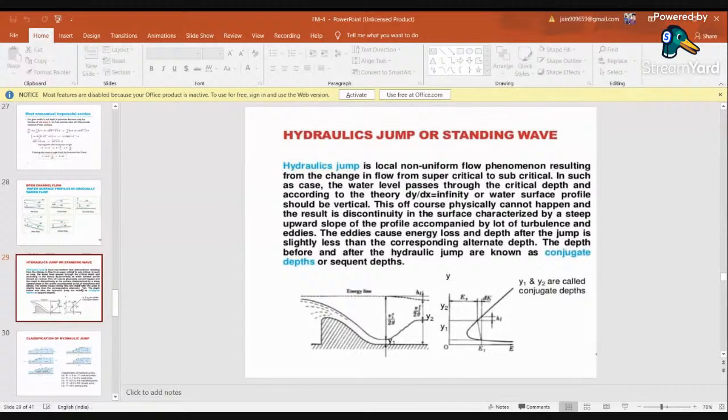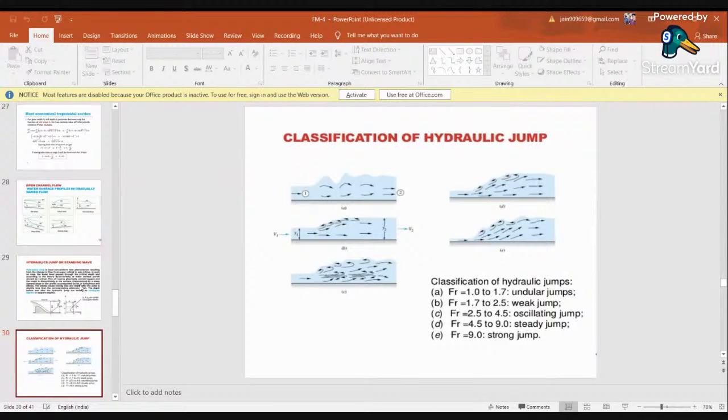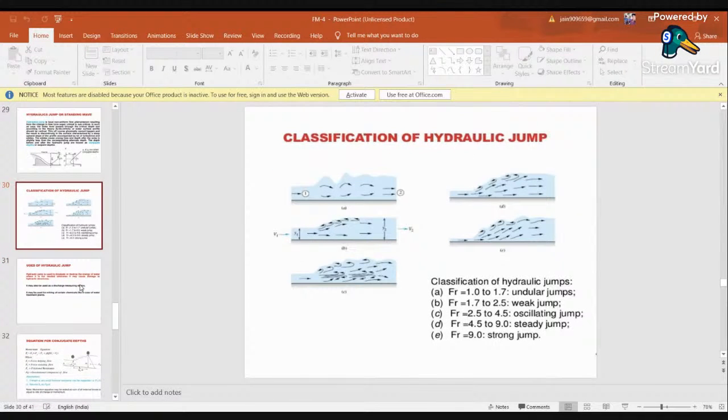Now, based on the Froude number or the type of jump that happens, hydraulic jumps are again classified. The first one is the undular jump, or the undular hydraulic jump, when your Froude number is between 1 and 1.7. The undular type of hydraulic jump is an irregular type of jump, and there is certain turbulence in the water particles. Figure A you can observe. Its Reynolds number is quite lesser compared to the other types of jump.